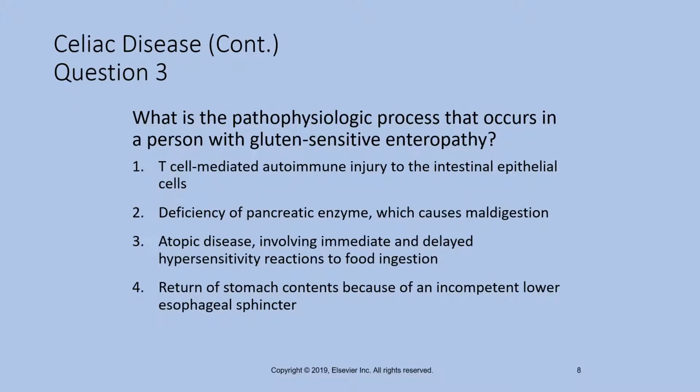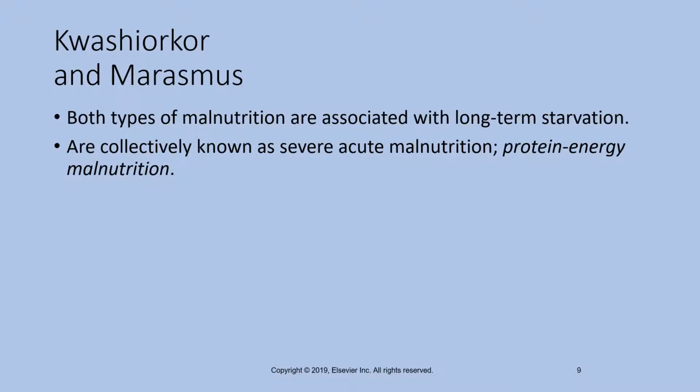What is the pathophysiological process that occurs in a person with gluten sensitivity? Is it a T-cell mediated autoimmune injury to intestinal epithelial cells, a deficiency of pancreatic enzymes, atrophic disease involving delayed emptying, or a return of the stomach contents because of incompetence? So it's a T-cell mediated autoimmune injury to intestinal epithelial cells.